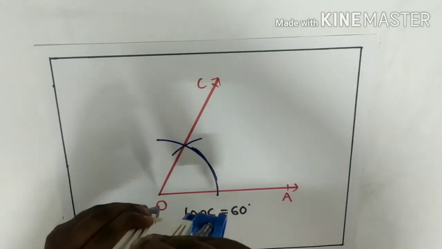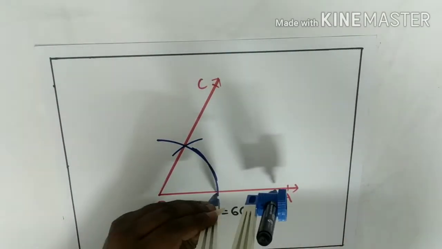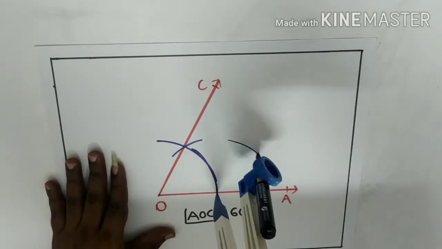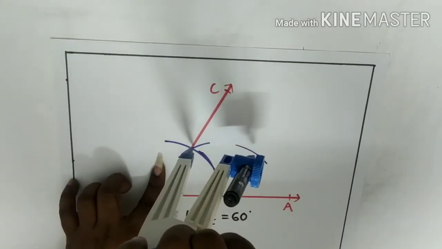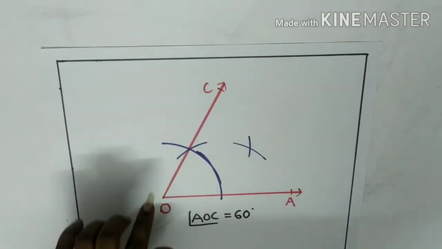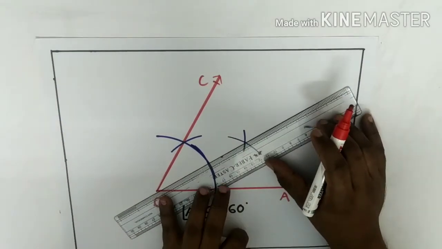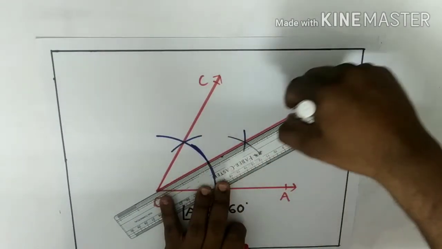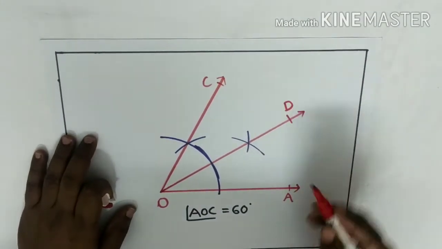That is the angular bisector. Now from the points where the line and the first ray are intersecting, draw an arc, and from the point again where it is intersecting, draw an arc and intersect the previous arc. Now join this line. So 60 degrees we divided into two equal parts. Two equal parts.